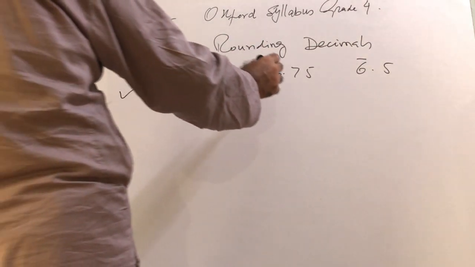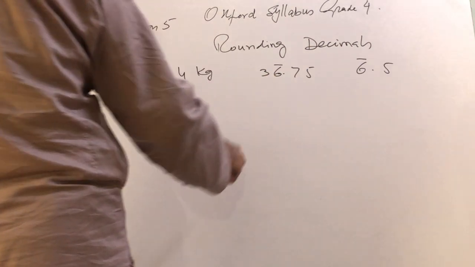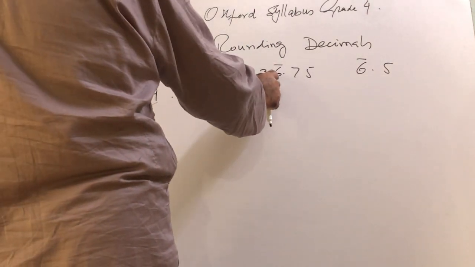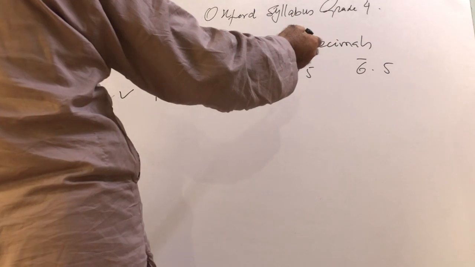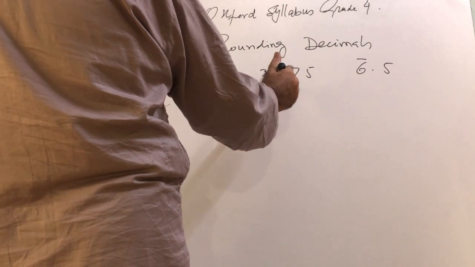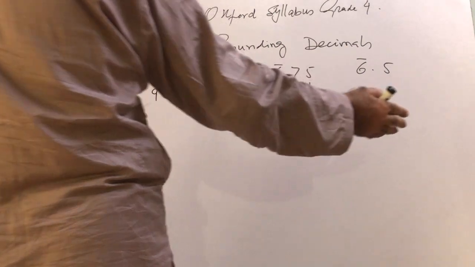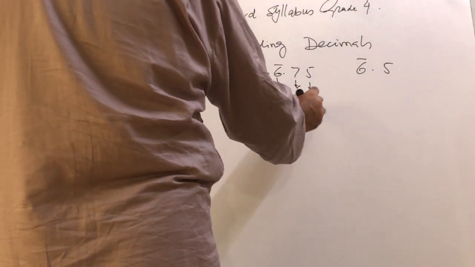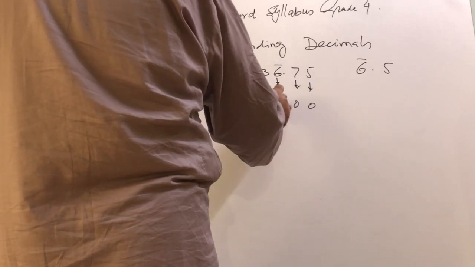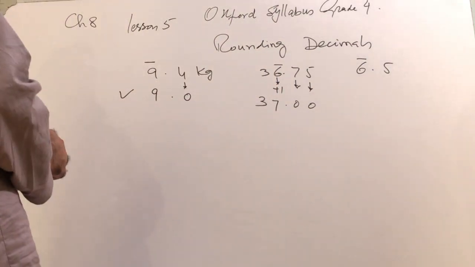When we come here, we need to decide about the fate of 6, whether it is 6 or 7. We don't know if this is 36 or 37. So we have put a bar here. We will look at the immediate right neighbor, which is 7. We see this 7 is greater than 5. So we'll add 1 here, but these two will become 0. We don't know anything on the right side. It becomes 0, 0. Because this 7 is greater than 5, we add 1 to 6, which becomes 7. And this 3 remains the same. So this is basically 37 kilogram.